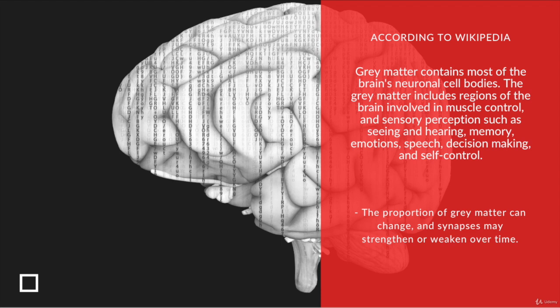Now, when the proportion of gray matter changes, guess what's going to change as well? Of course, the cell bodies, the synapses, and the neural structure that is formed inside the gray matter. And for those of you who don't know what the gray matter is, it is a tissue inside the brain and the spinal cord that has a lot of nerve cell bodies and branching dendrites that come from the axons.